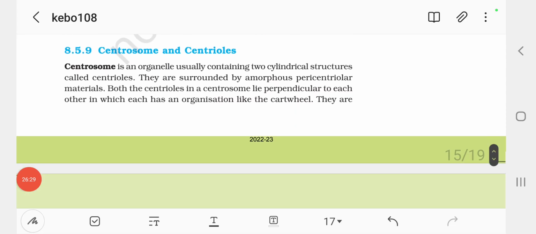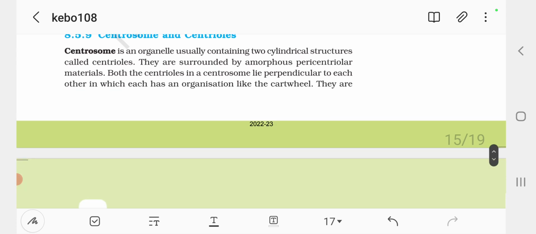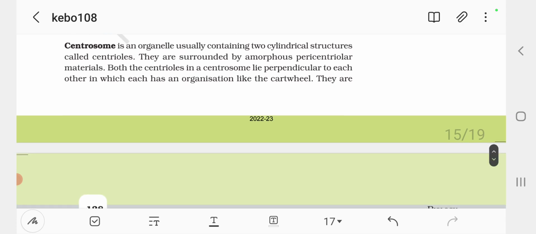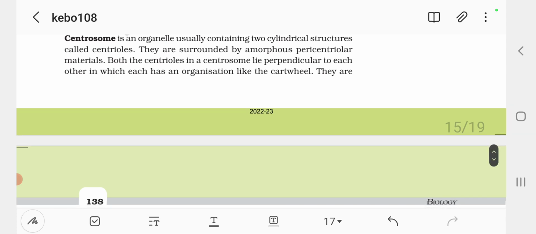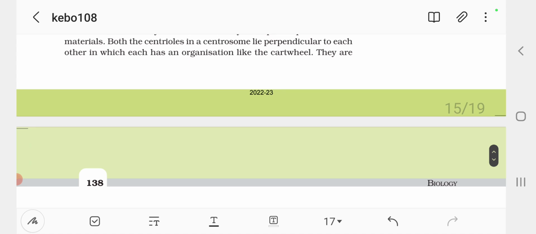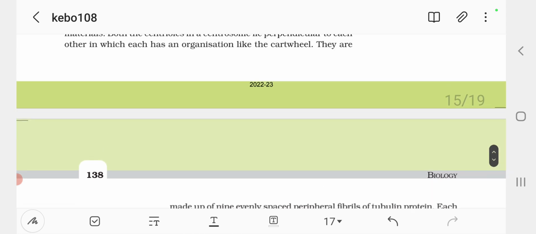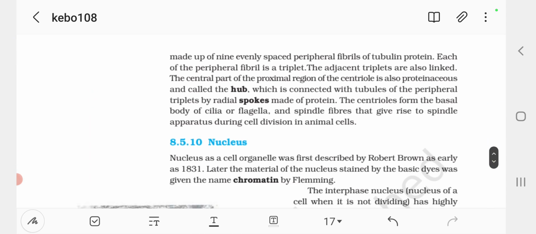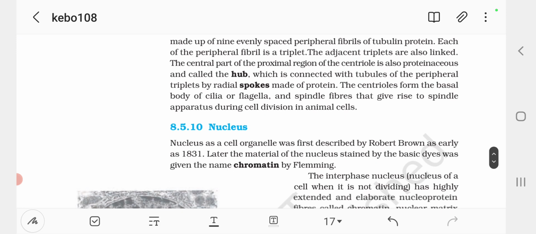8.5.9 Centrosome and centrioles. Centrosome is an organelle usually containing two cylindrical structures called centrioles. They are surrounded by amorphous pericentriolar materials. Both the centrioles in a centrosome lie perpendicular to each other, in which each has an organization like a cartwheel. They are made up of 9 evenly spaced peripheral fibrils of tubulin protein.